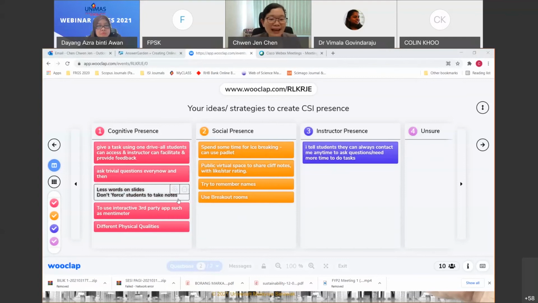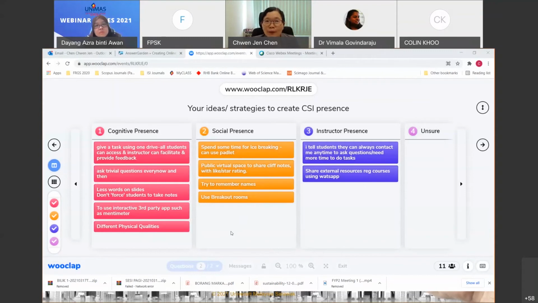Okay, less words on slide. Don't force students to take notes. All right, less words on slide. Yes, I think that is also a very important strategy because we are talking about cognitive presence here. It means that we want to deliver the content so that the students can actually learn it easily. So when we say you want them to learn easily, it means that the way you present the information has to be friendly to them. If you have a lot of words, a lot of cluttered information on your visuals, that will give them a lot of cognitive load, which may affect their learning.